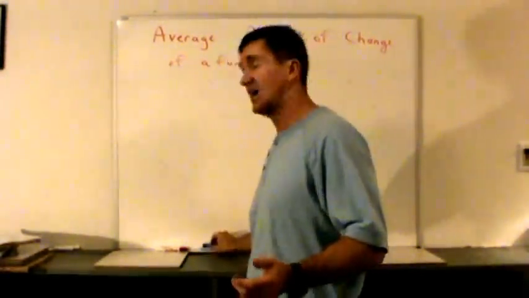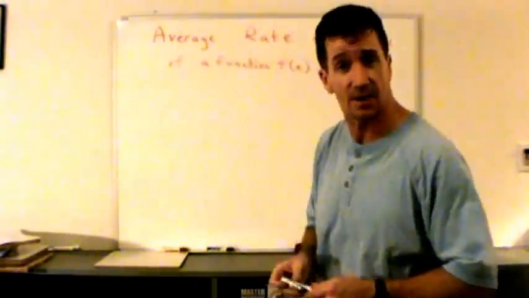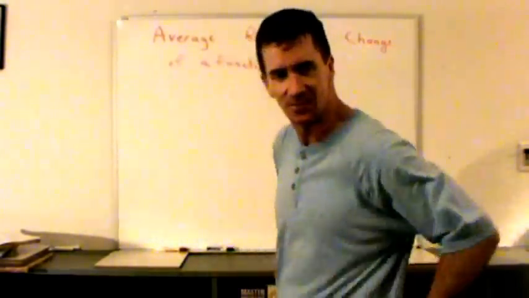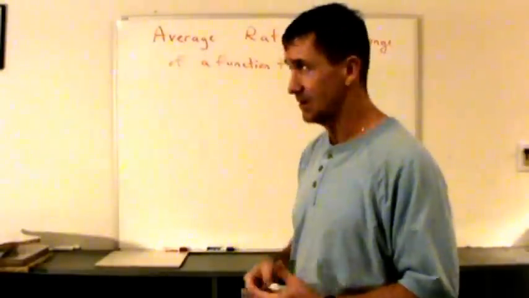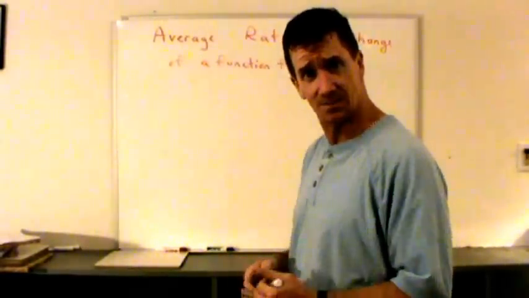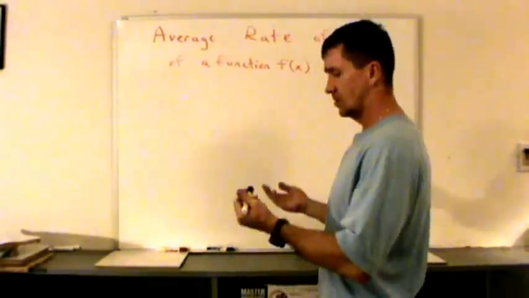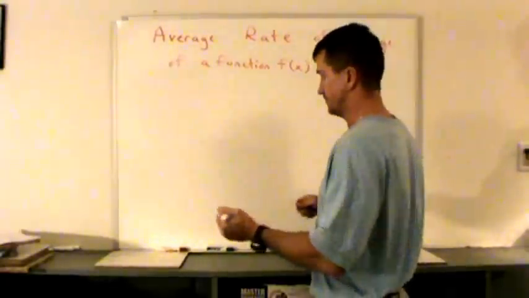Everyone, in this video we're going to find the average rate of change of a function f of x. And the equation for the average rate of change of a function is the same as the slope of a straight line: y sub 2 minus y sub 1 over x sub 2 minus x sub 1. So I'm going to make up an example.